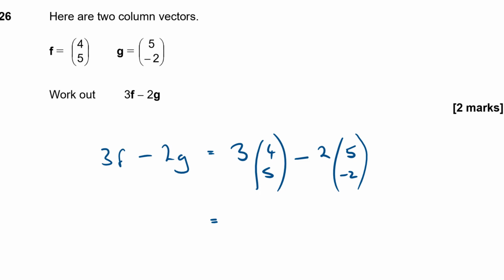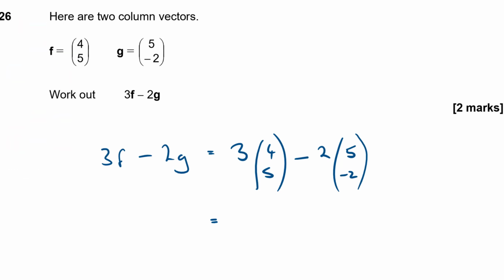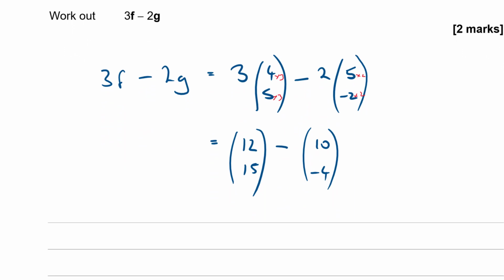So if I've got 3 lots of (4, 5), I'm going to have to multiply each one of these by 3. So that's going to give me 4 times 3, which is 12, and 5 times 3 is 15. So 3 lots of (4, 5) is (12, 15). Subtract 2 lots of (5, -2). Again, I have to multiply each one of these by the number on the outside. So 5 times 2 is 10, and minus 2 times 2 is minus 4. So that gives me (12, 15) subtract (10, -4).